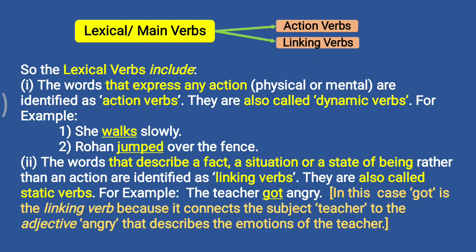Next is linking verbs. The words that describe a fact, a situation, or a state of being rather than an action are identified as linking verbs. They are also called static verbs. For example, the teacher got angry. In this case, got is the linking verb because it connects the subject teacher to the adjective angry that describes the emotions of the teacher.